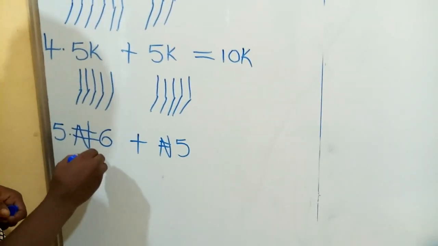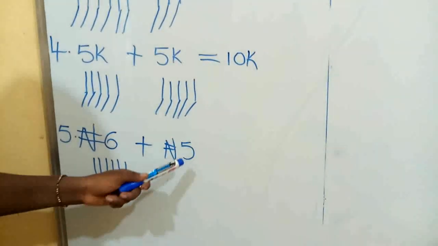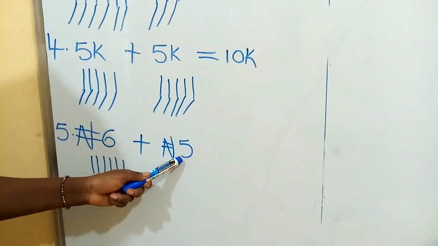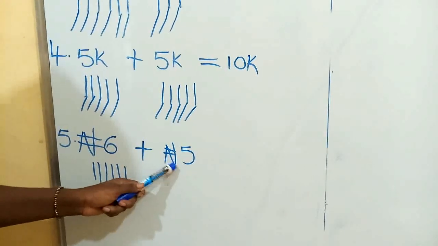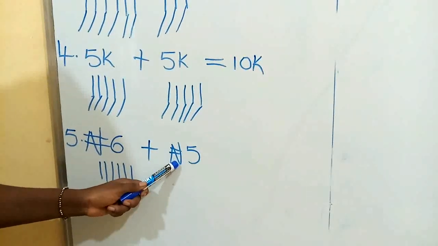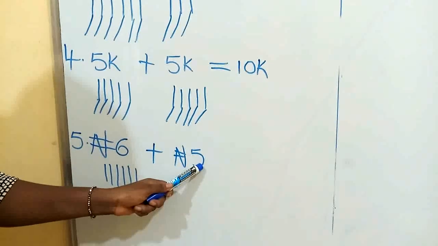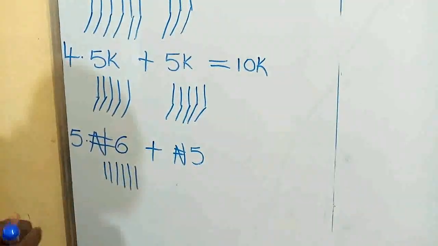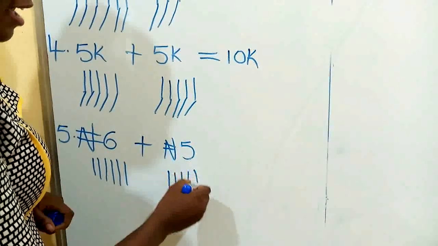1, 2, 3, 4, 5, 6. Then what will we do to 5 naira? We'll count it. Are we counting the naira? No, we are counting the 5 naira. So please, there is no way we can count this because it's not a number. We count the number here, which is what? 5. Okay, let's count together. 1, 2, 3, 4, 5.